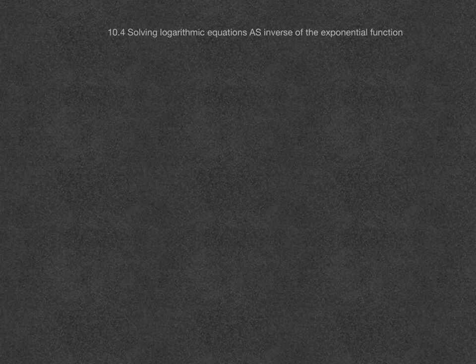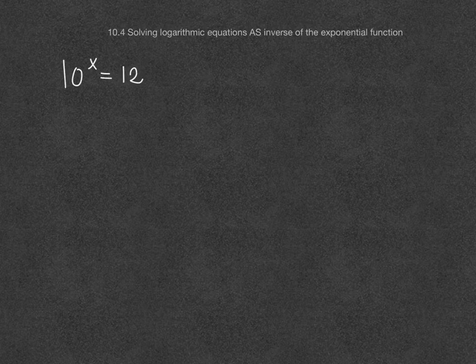Now you may find the previous method of solving logarithmic equations a bit difficult. So we have an alternative, and that is to think of the logarithmic function as the inverse of the exponential function. So I'll show you what that means with the same example. So we have 10 to the power of x equals 12.